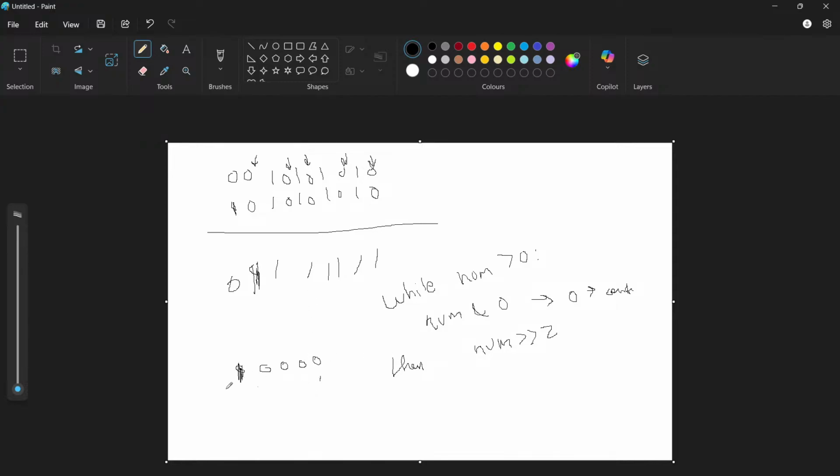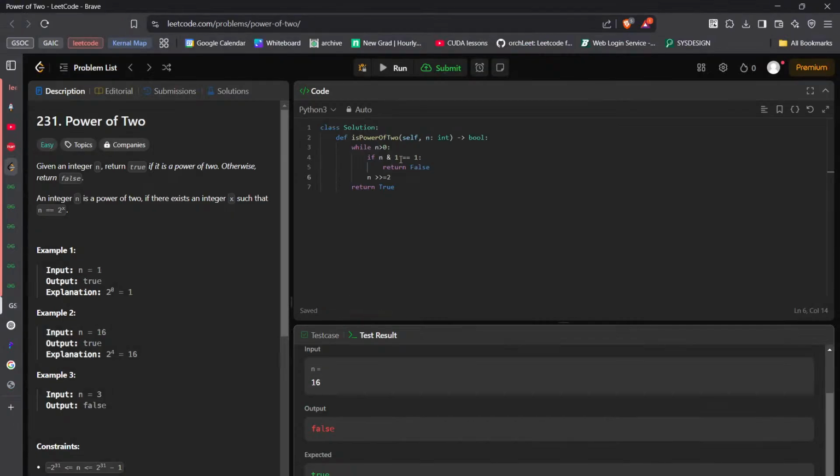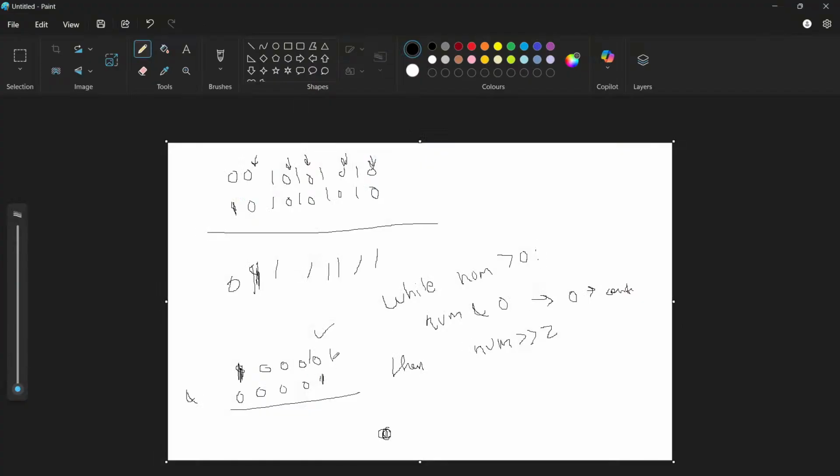So I'll AND this with 1. What will this give me? This will give me 0, which tells that this is 0. Sorry, AND with 1. What am I doing? When I AND it with 1: 2, 4, 6, 8, done. 16, 8, 4, 2, 0. I'll AND it with 1. So if this was 1, it will give me 1. If it was 0, then check.